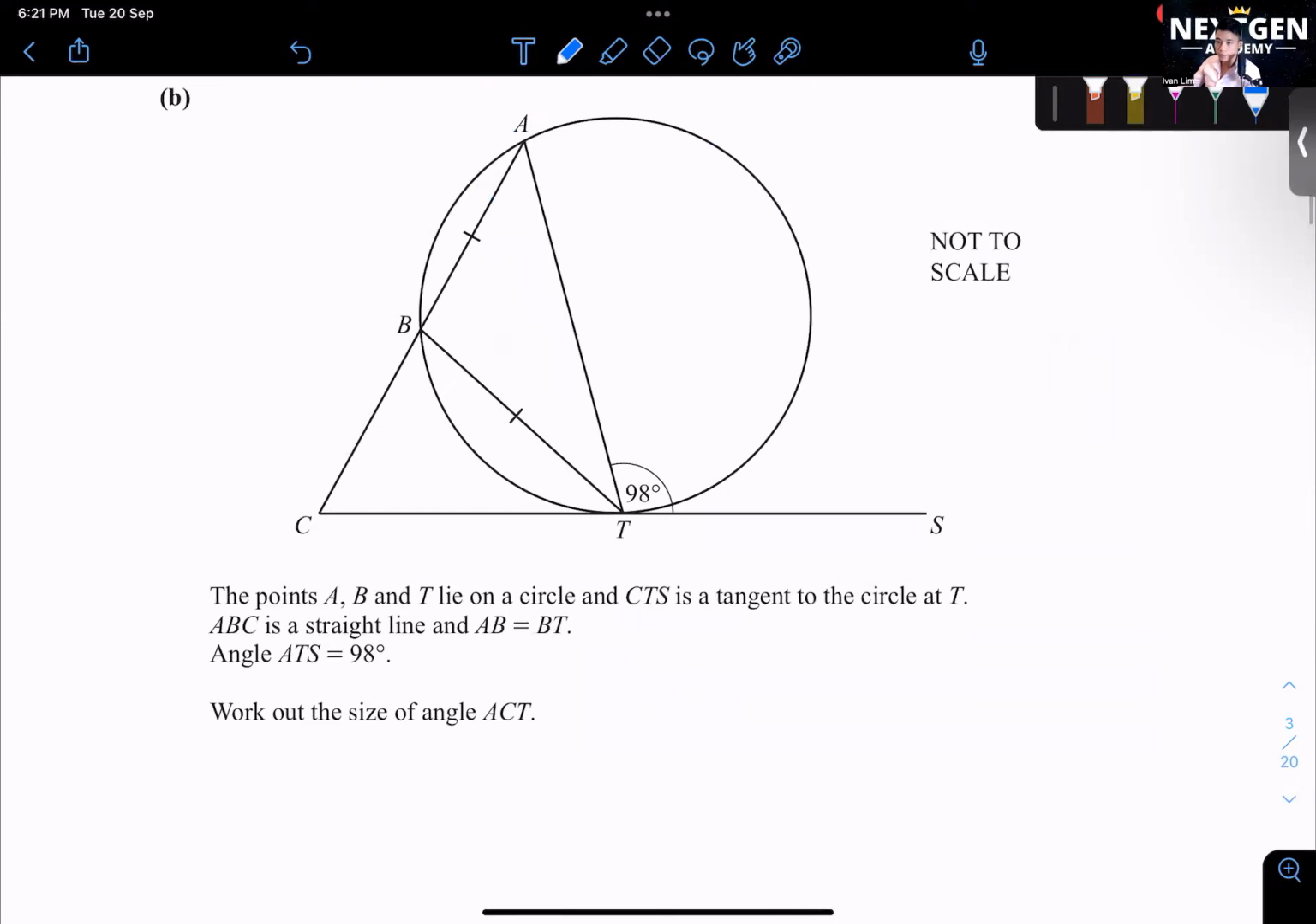Next one, question B, angle B, circle theorem. The points A, B and T lie on the circle and CTS is a tangent to the circle at T. ABC is a straight line. AB equals AT. So they say this one is your tangent to the circle. Angle ATS, they give us here 98 degrees. Work out the size of the angle ACT.